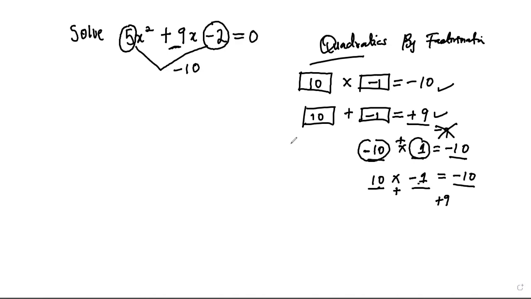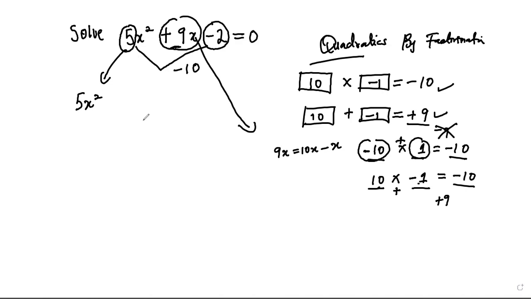So we are going to write 9x as 10x minus x. Yeah, that's how we can write it. So now we come back here and we write this equation as 5x squared, and the 9x here will be written as plus 10x minus x. Then, of course, we have the minus 2 here equal to 0.